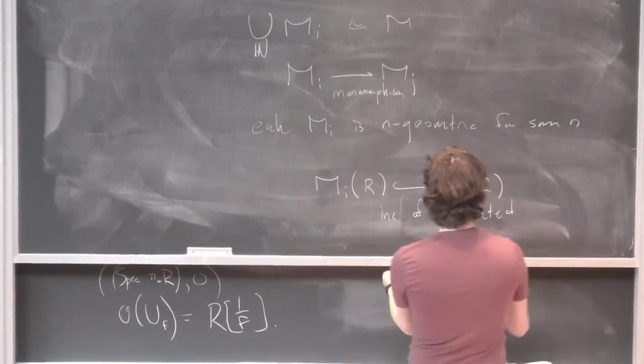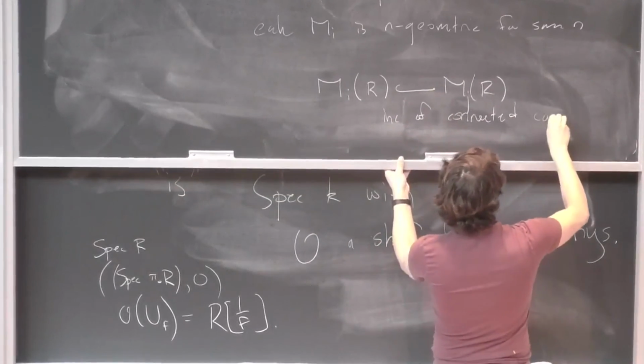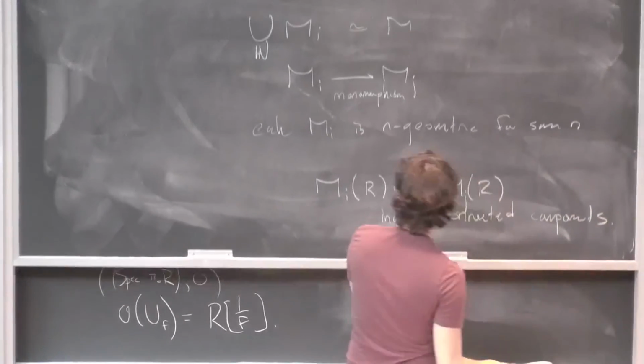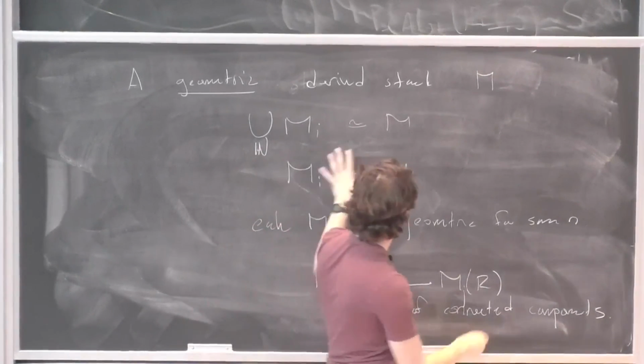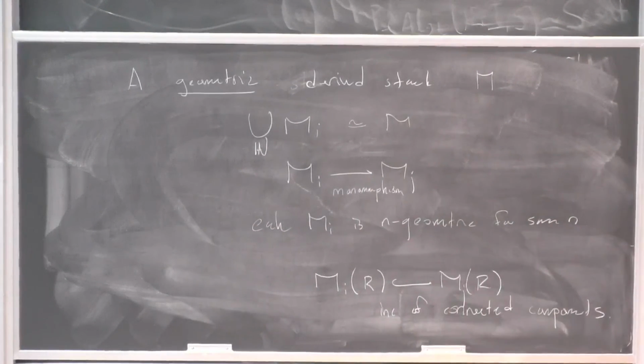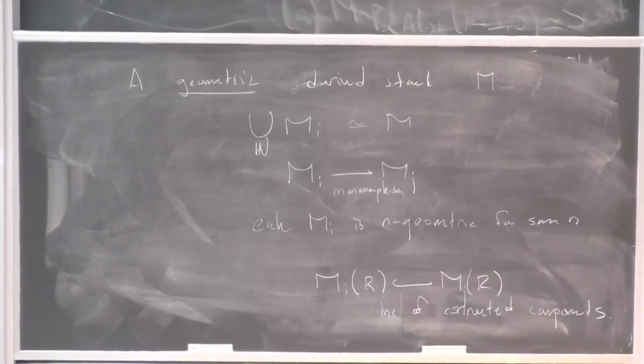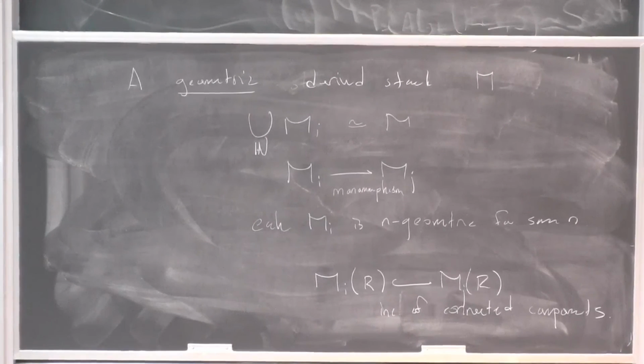Okay, so this inclusion of some connected components. And so this is just what it's going to mean. This is going to be the kind of thing that a lot of the stacks that come up are geometric, but they're only n-geometric locally. So then they have different strata that are higher and higher geometric. And so maybe now is a good time to stop instead of trying to state the next theorem. Otherwise, I'll go way over time. So I'll stop now.